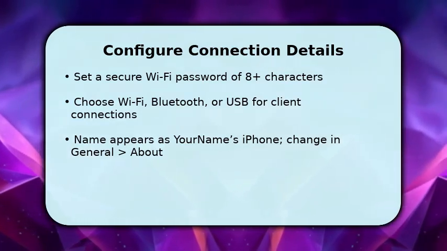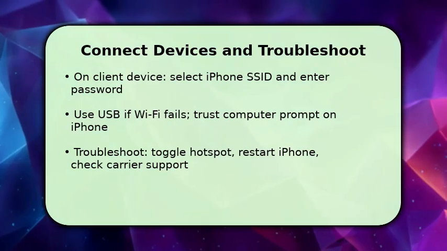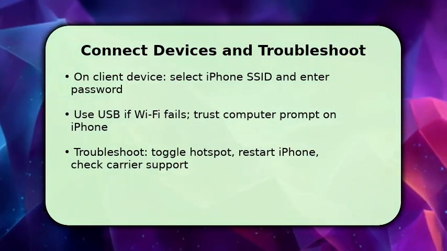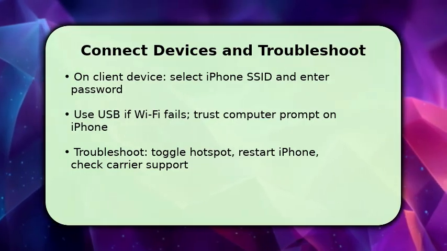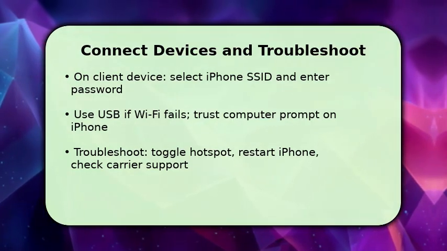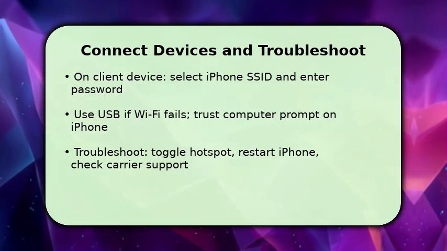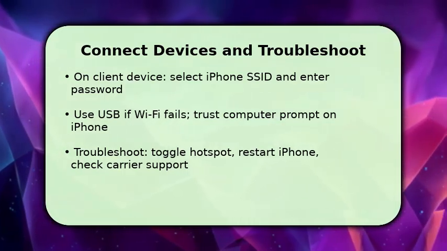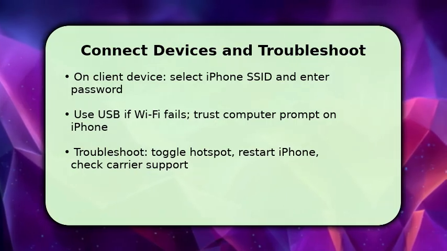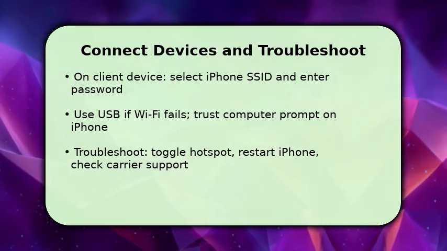To finish, connect your other device. Open Wi-Fi, find your iPhone's SSID, and enter the password you set. If Wi-Fi connection fails, plug the iPhone into a computer with a Lightning cable, select USB tethering, and tap Trust when prompted. Make sure to watch data usage to avoid overages.